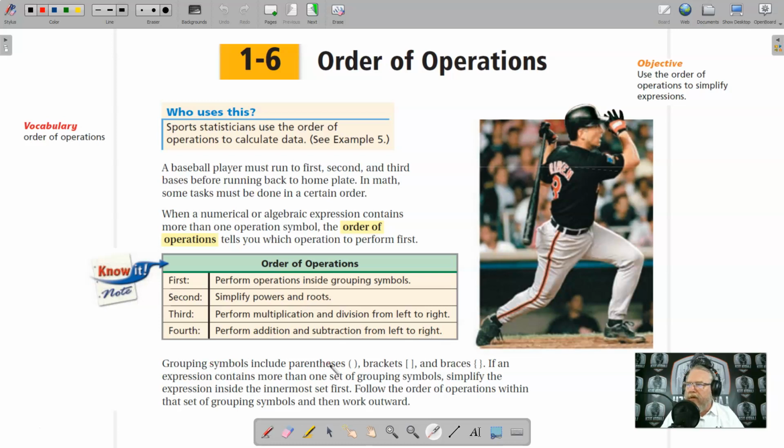Grouping symbols include parentheses, which we see an example of here, brackets here, and braces, these squiggly looking brackets. If an expression contains more than one set of grouping symbols, simplify the expression inside the innermost set first. Follow the order of operations within that set of grouping symbols, and then work outward.